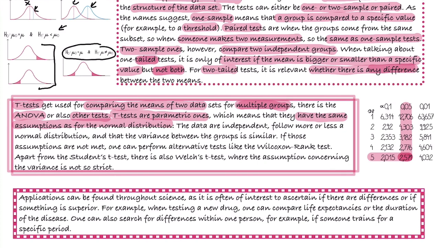Now, to revise, the data has to be independent, follow a normal distribution, at least more or less, and the variance between the groups has to be similar. If your data does not meet those assumptions, you can perform alternative tests like the Wilcoxon rank test. And as indicated before, apart from the student's t-test, there is also the variance t-test. So the assumptions here concerning the variance are not so strict.